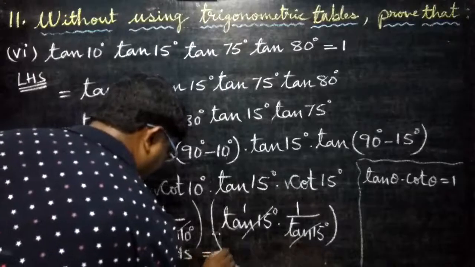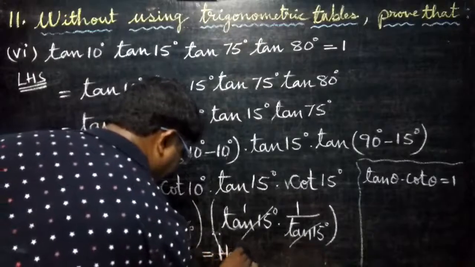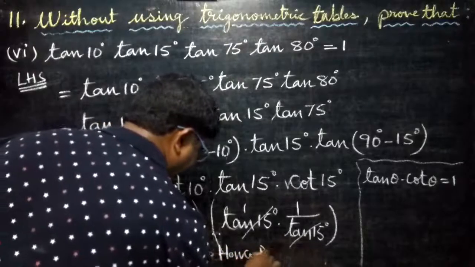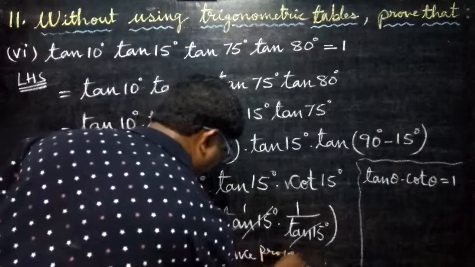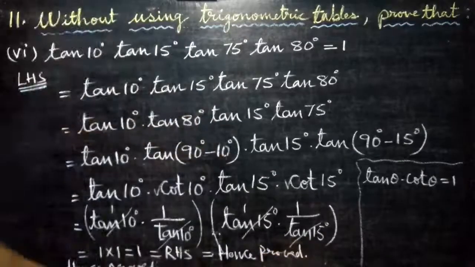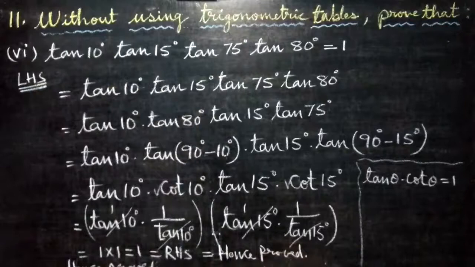Is equal to, hence proved. There you can't see, so here I am writing, hence proved. Here unable to see, there I wrote.